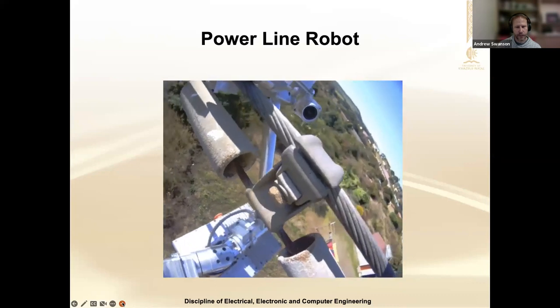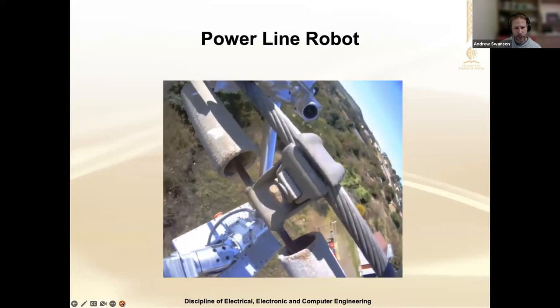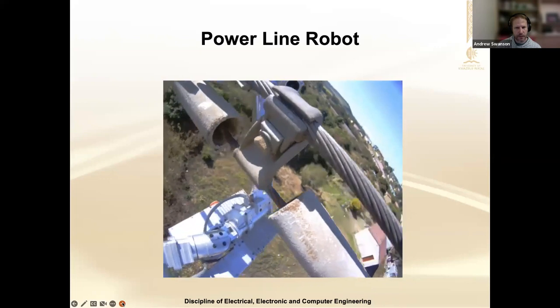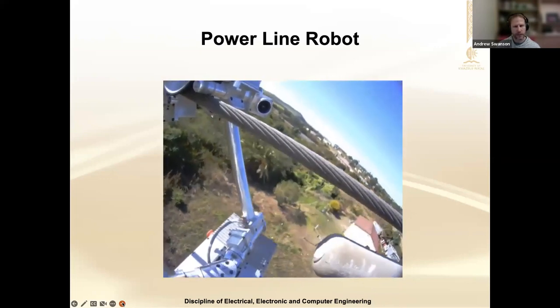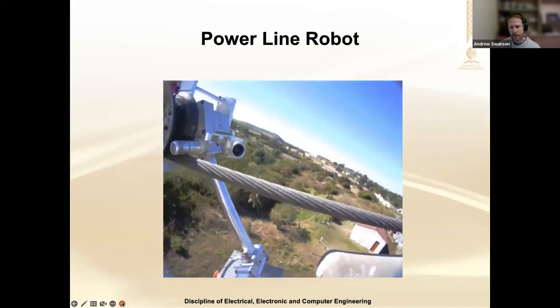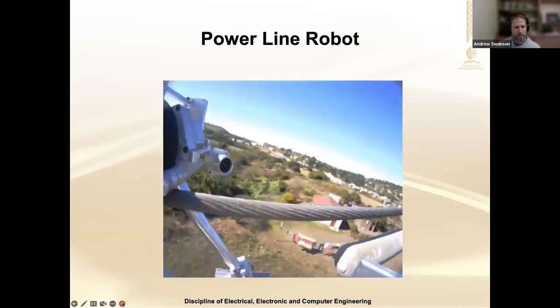There you can see the robot is getting quite close to that bolt. You can see a little bit of rust on that bolt. That's not what people want. If that falls off, the line could break. And that means that somebody's without power for a while.